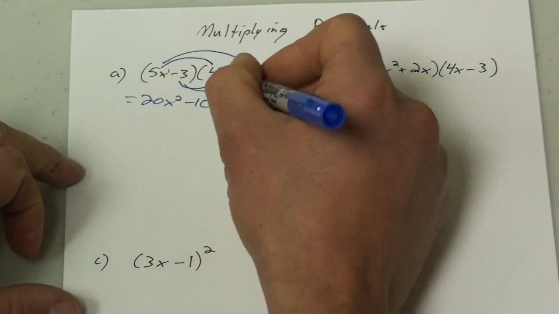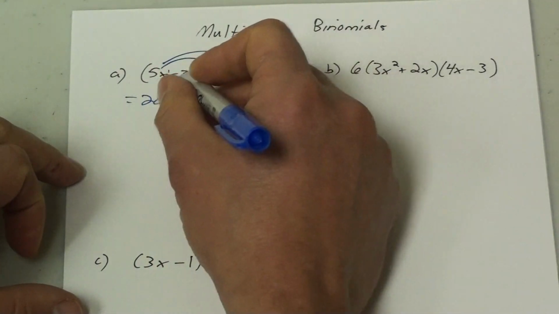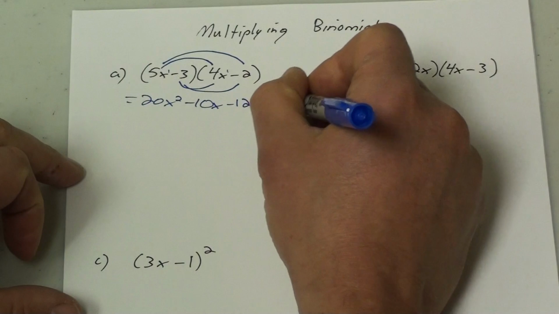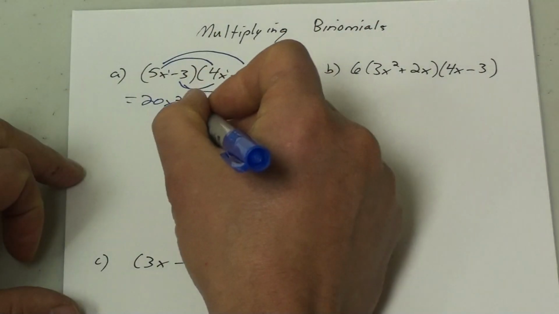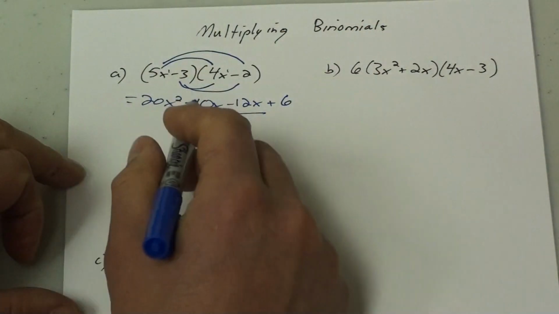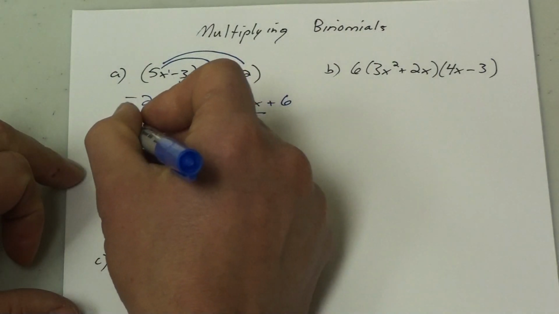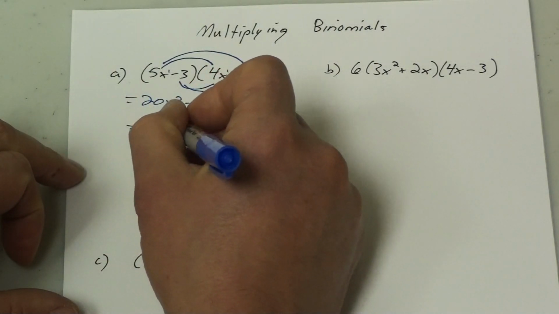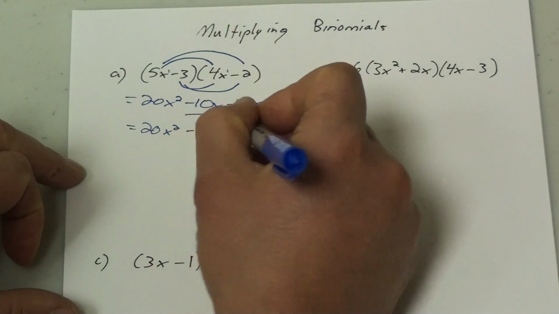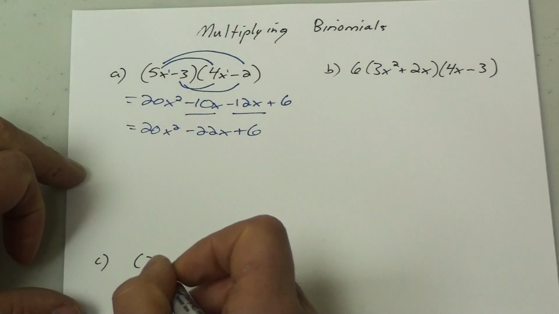So negative 3 times 4x is going to be negative 12x, and negative 3 times negative 2 is going to be positive 6. And then sometimes you might have some like terms. The two middle terms in this one are common, or like, so I can collect them. So 20x squared minus 22x plus 6 when I collect those like terms.